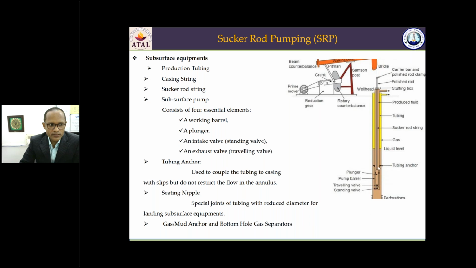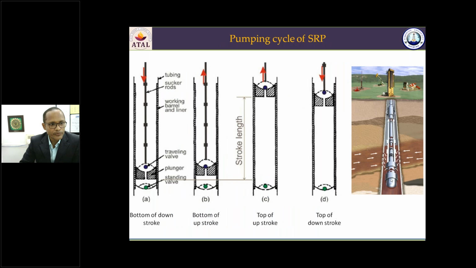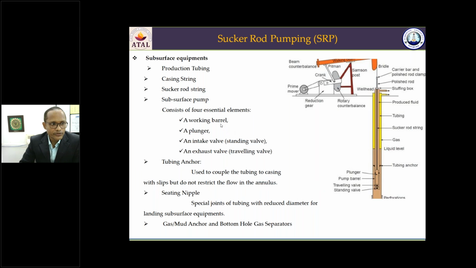There are four essential components of the pump. I'll see in the next slide probably. Yes, there are four components in fact. One is the working barrel, and inside the working barrel we have a plunger. Then we have a standing valve. The standing valve is fixed, it doesn't move. There's a traveling valve which travels along with the plunger. Then there are tubing anchors.